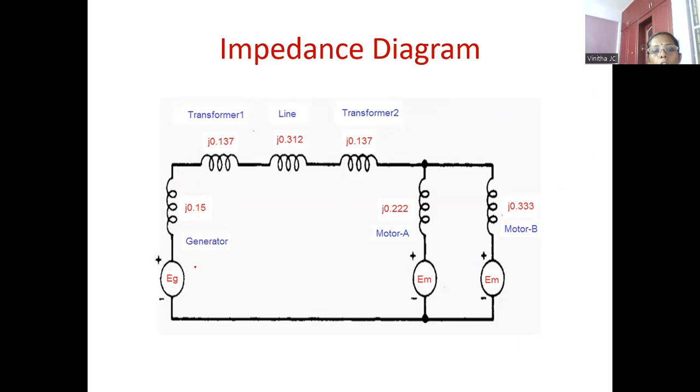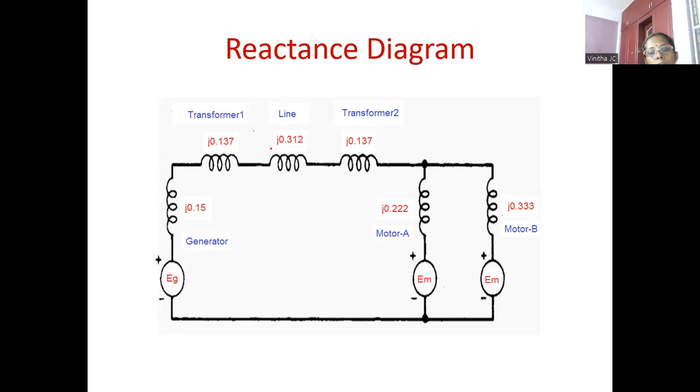We can just represent all the components in this impedance diagram: generator and its reactance, transformer T1, transmission line, transformer T2, motor A, motor B. For each and every component, the reactance values are specified in this impedance diagram. Similarly, for the reactance diagram, there is no change, because since we have not used any resistance value, the reactance diagram is also the same diagram.